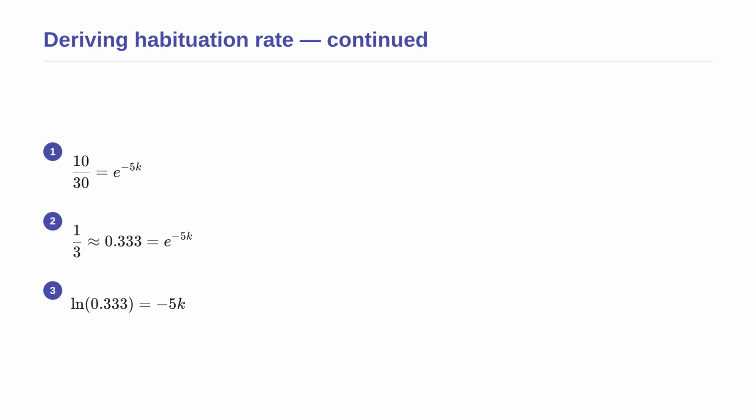Now, to remove the base e and bring the exponent down to a normal level, we take the natural logarithm of both sides. The natural logarithm is the perfect mathematical tool for undoing an exponential function. When we calculate the natural log of 0.333, we get approximately -1.098. The negative sign makes perfect sense here because the response is decaying over time, not growing.